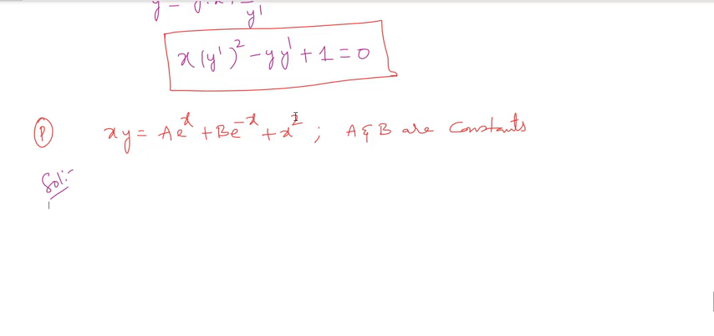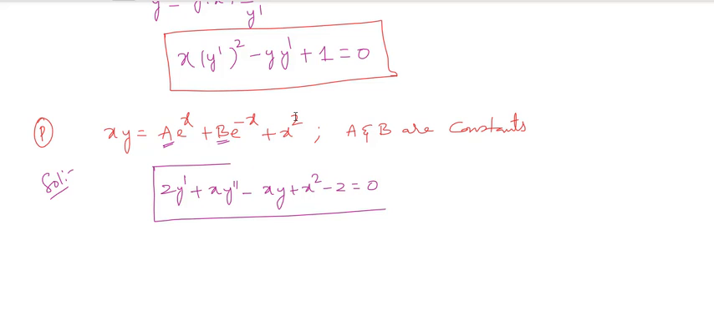Two constants are there, so two times you have to do the differentiation and substitute. I'm just writing the answer directly: 2y dash plus xy double dash minus xy plus x square minus 2 is equivalent to 0. This is the differential equation. Try to check it out. I'm just giving homework to you guys.